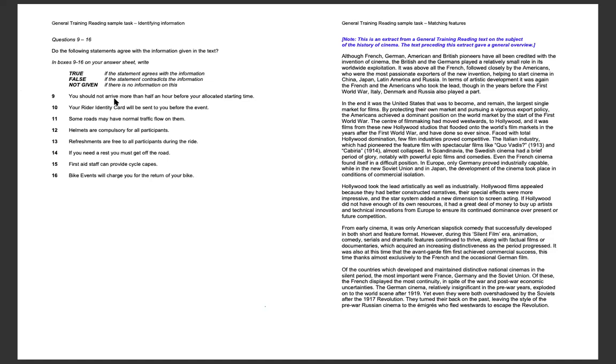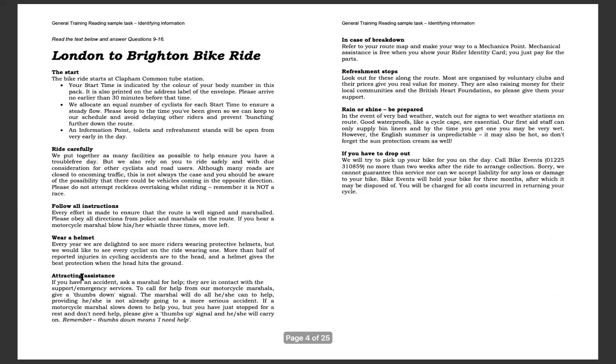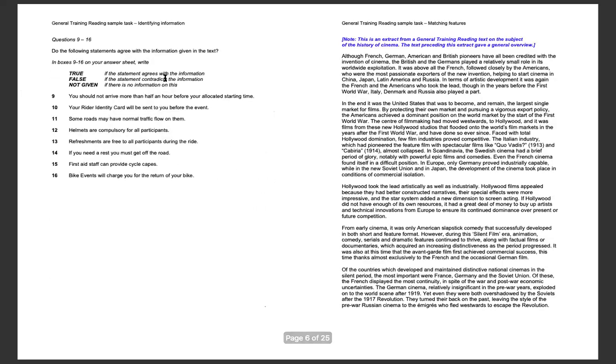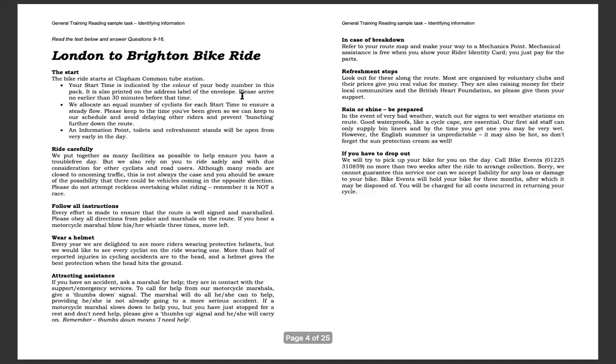Okay, I can come a maximum of 30 minutes before the starting time. Should not arrive. Arrive is come. Now I look at my keyword. I look at my question passage. Now I go through this passage trying to scan for this idea. Allocated starting time is my keyword. So I scan, where is this located? I start from here. It starts here, start time. Okay, allocated start time is indicated by the color of your body number. Allocated start time is somewhere here. So my information is going to be somewhere around this place.